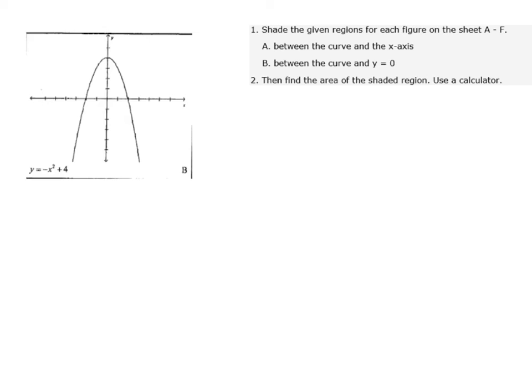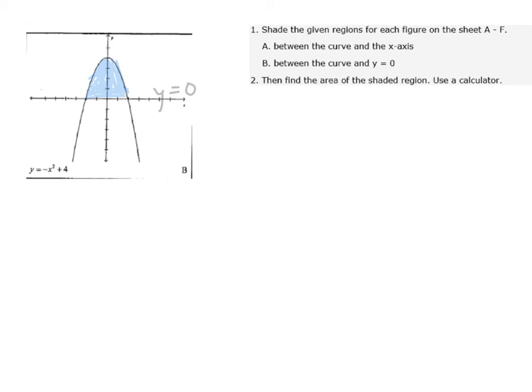Okay, on this one, it's a little simpler. So I'm going to go ahead and shade the area between the curve and the line y equals 0, which is still the x-axis. It doesn't have to be the x-axis, but it is on this problem. So y equals 0.